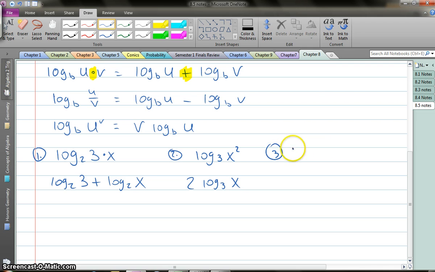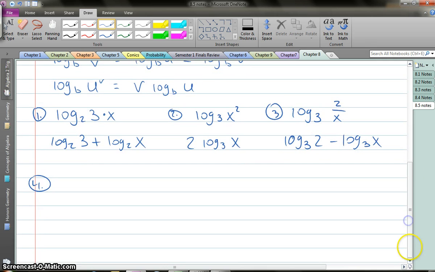What about log base 3 of 2 divided by x? This is a division, so we're expanding to subtraction. So log base 3 of 2 minus log base 3 of x. Not so bad. Those are the easy ones. Now let's get into some more challenging ones, and I'm taking those rules away.